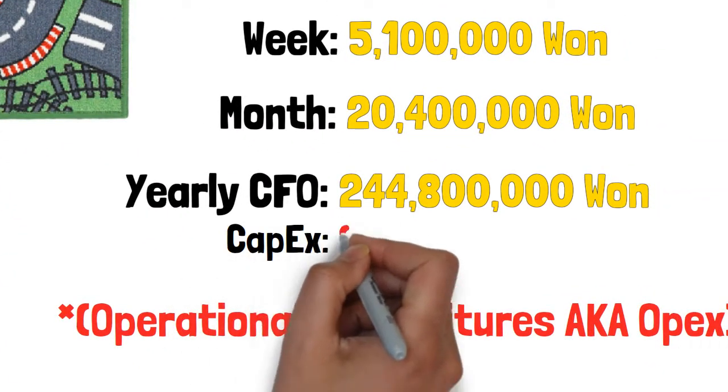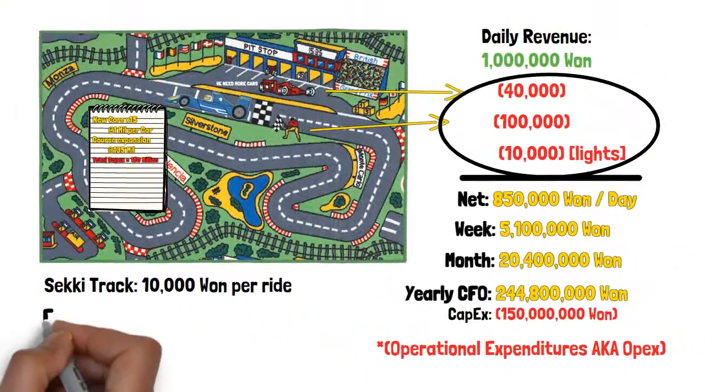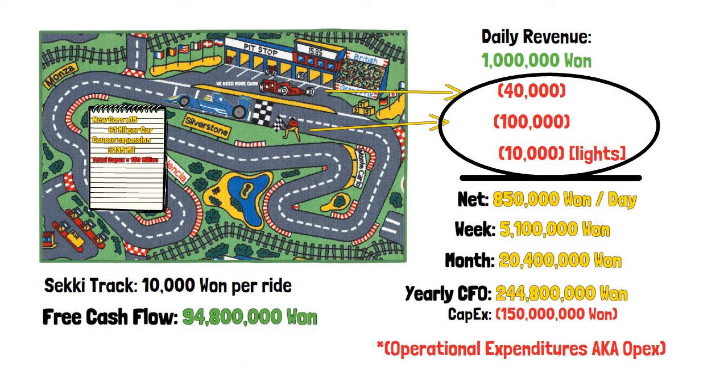To identify the FCF, we could simply take the total 244.8 million earned from his one kart operation and subtract the 150 million spent for a total of 94.8 million won in free cash flow for the year.